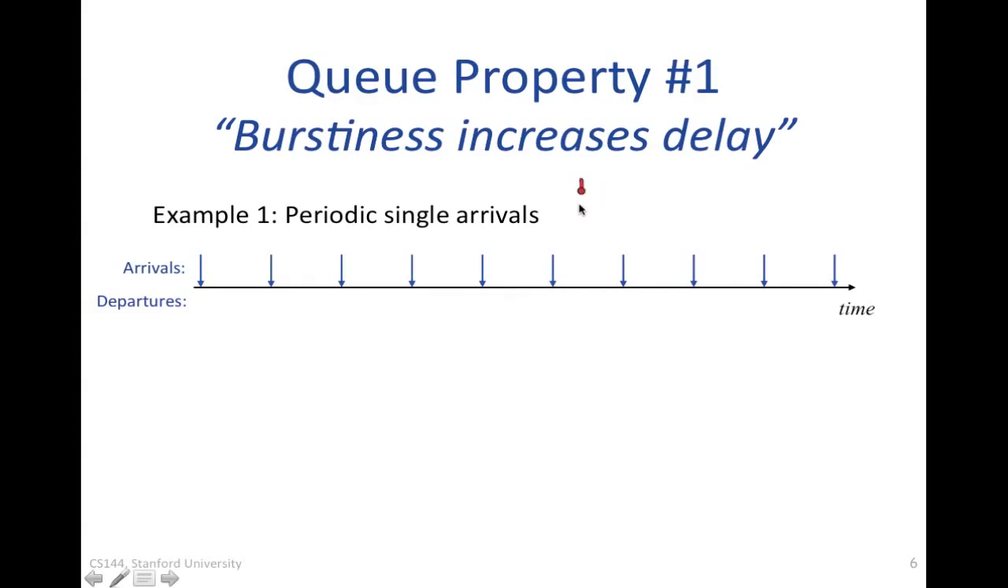So this is 1 packet per second. And in fact, it's 1 packet exactly every second. Nothing random about this at all. Let's look at the sequence of departures. I'm going to assume that there is 1 departure every second.